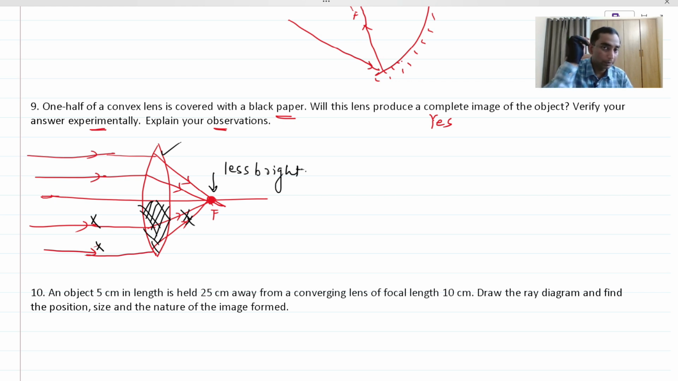See guys, if you have spectacles, cover half of your spectacles, you will still see the complete image, but it will be less bright. That's the correct answer, right? So even if you take a very small section of the lens, it will still produce the complete image, but it will be less bright.